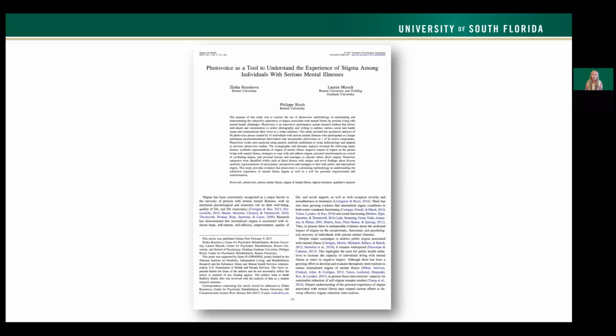This article talks about the use of a research methodology called photo voice. I'm not an expert in photo voice, though I think it's a really cool tool. Essentially, researchers give cameras to the research participants, in this case people living with mental illness, and ask them to use those cameras to document their experiences. In this case, they asked folks to document their experience of stigma. And I find this so powerful.